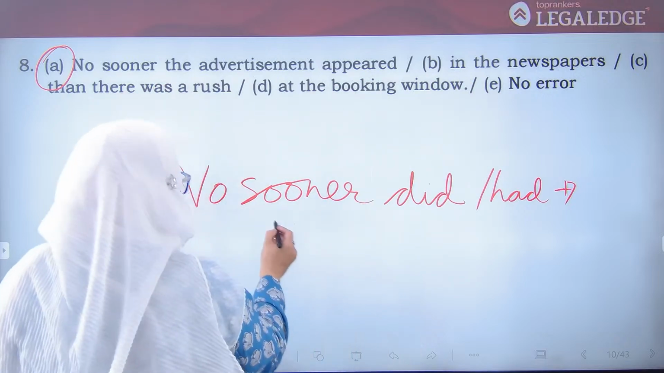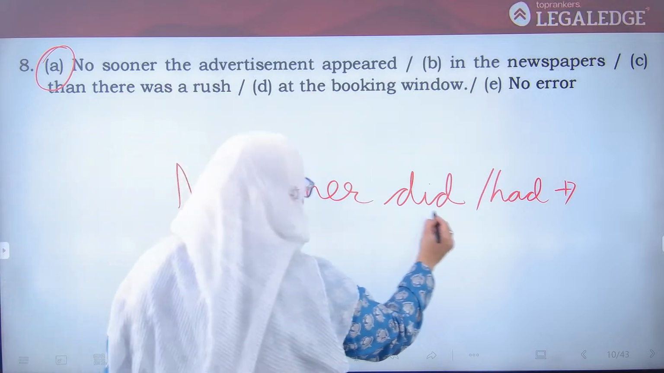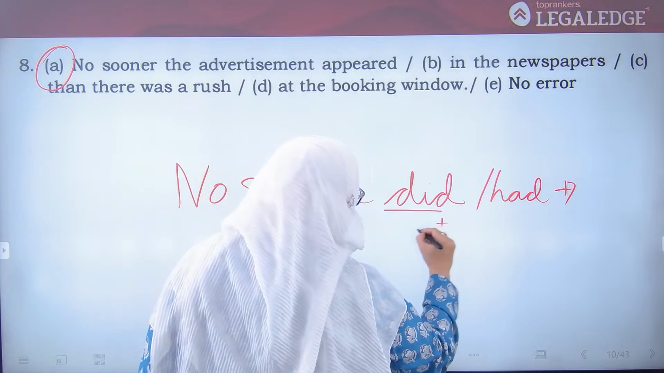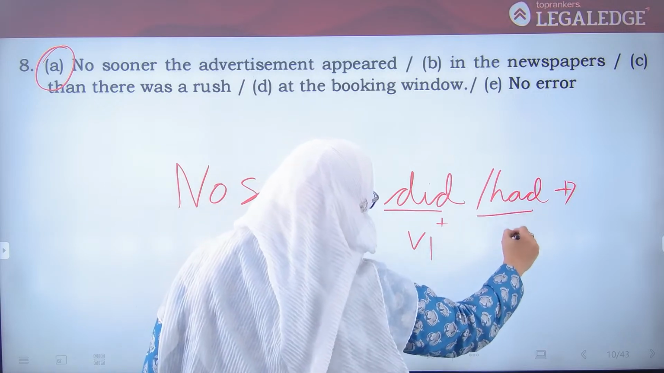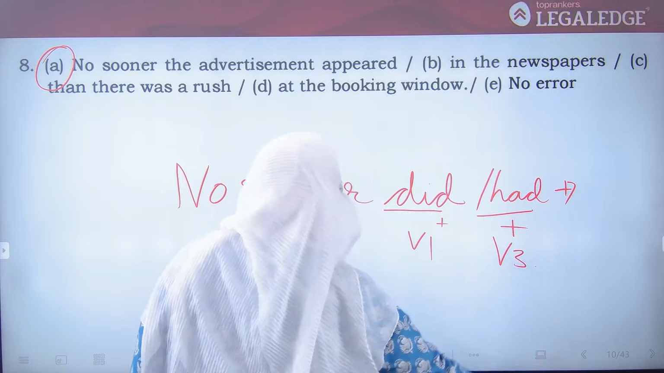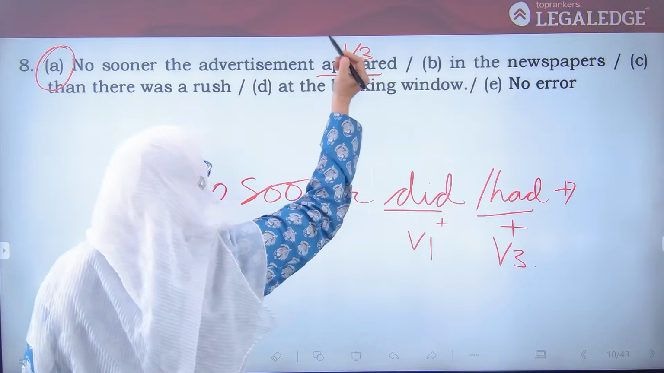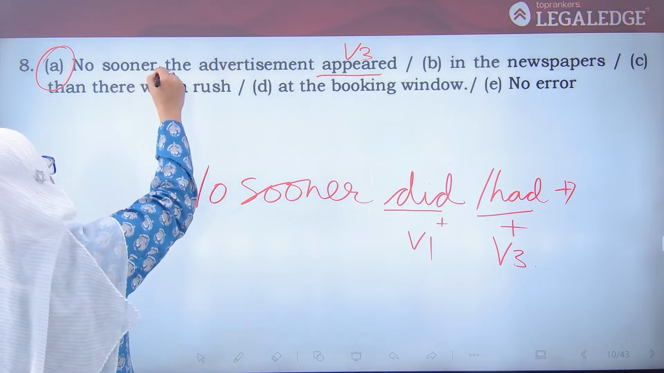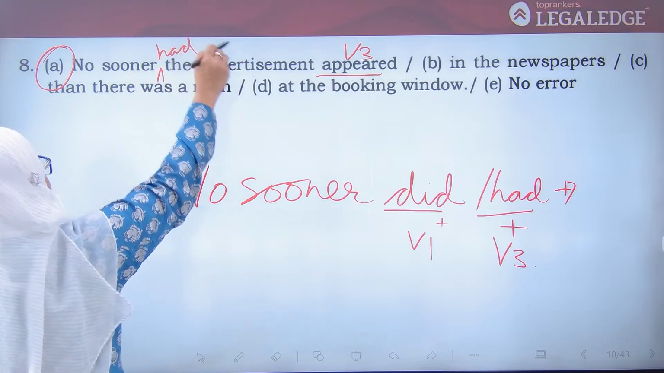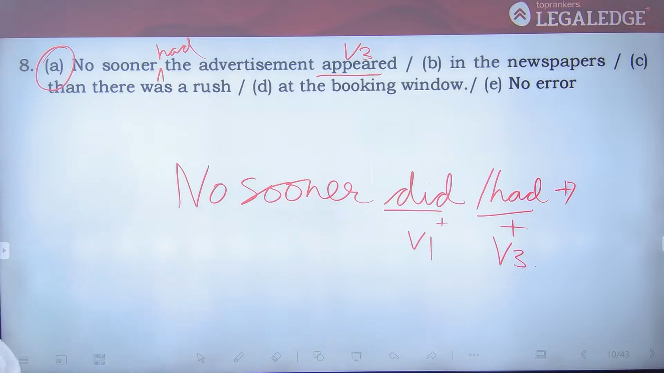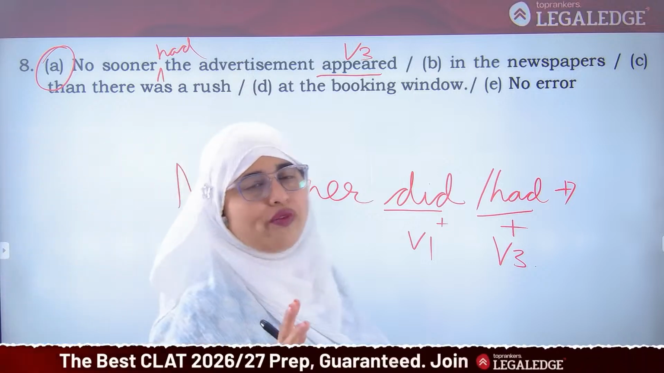Okay, now see, here, no sooner did. If it were did, then the first form of the verb would come with it. If it is had, then the third form of the verb comes. So here, appeared is in third form. Okay, no sooner had the advertisement appeared. That is the correct structure of the sentence.